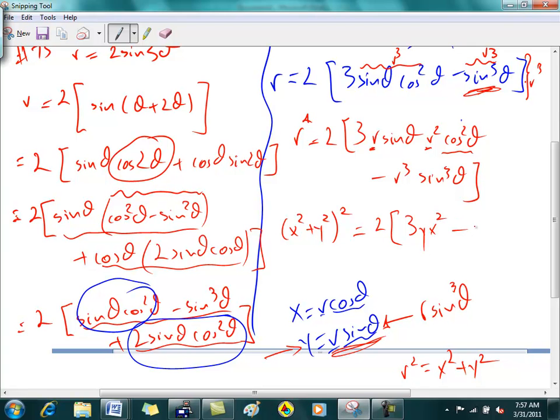And the last one. R cubed sine cubed theta. Y cubed. And I'm done. No r's, John. No r's, no thetas. Only the people from the other land. X and y only.